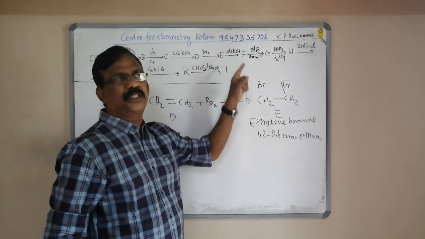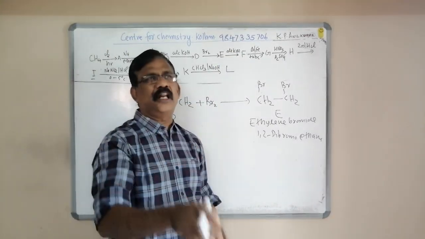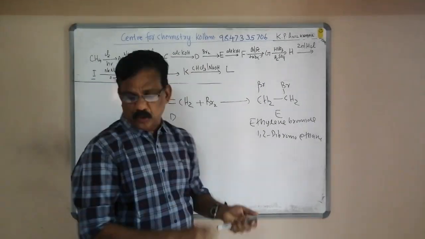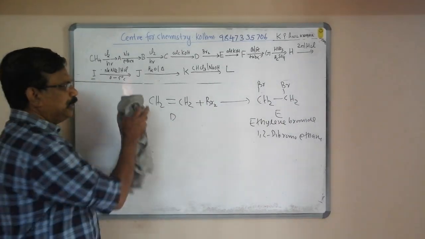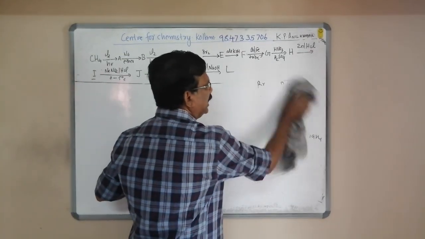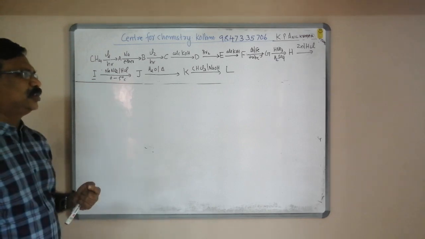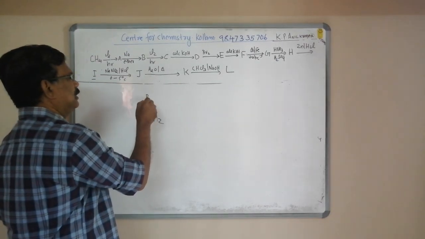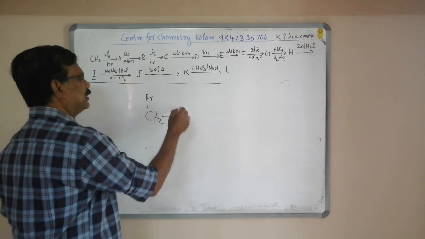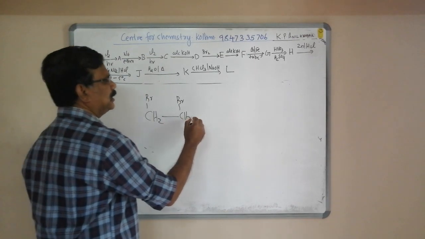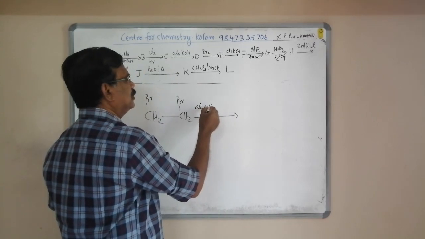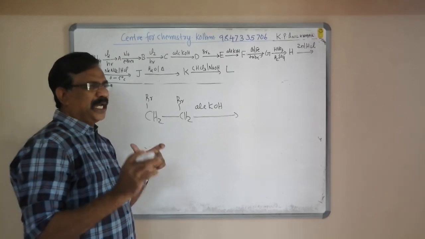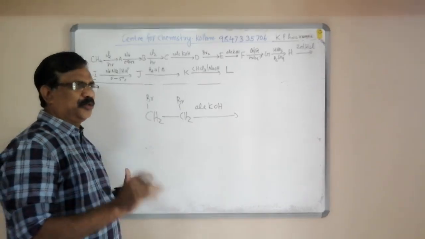The reagent is alcoholic KOH, and the reaction is dehydrohalogenation or beta elimination, like the step C to D. E is ethylene bromide, CH2Br-CH2Br, and the reagent is alcoholic KOH. Since this is a dihalide, the beta elimination reaction takes place in two steps.